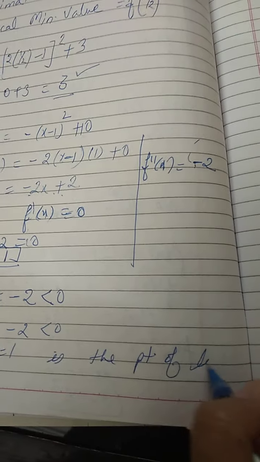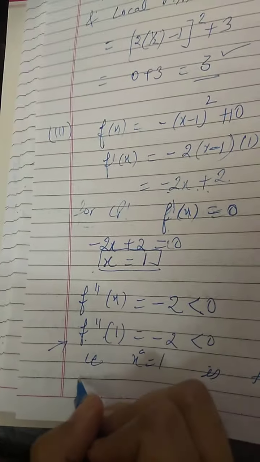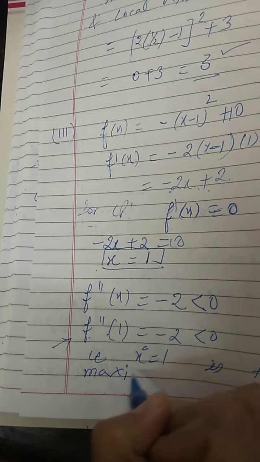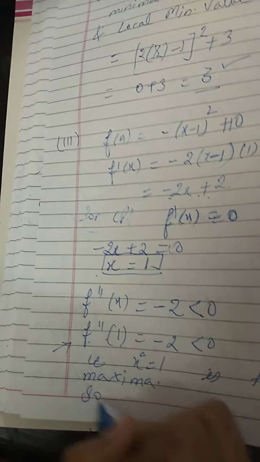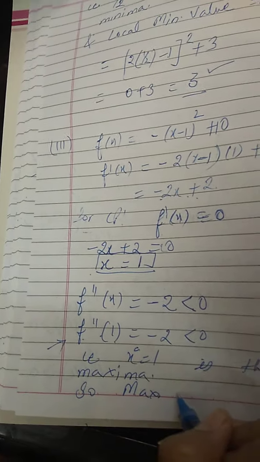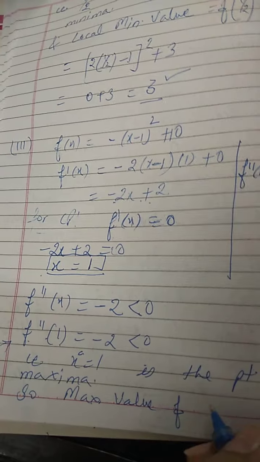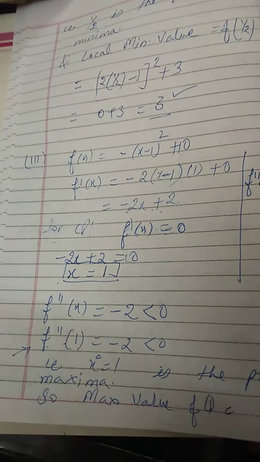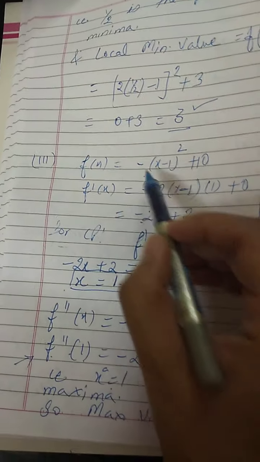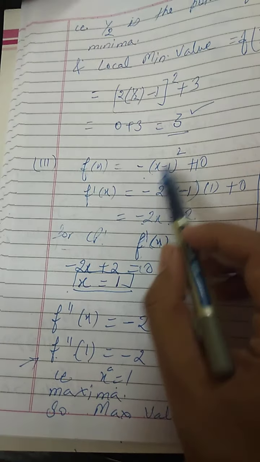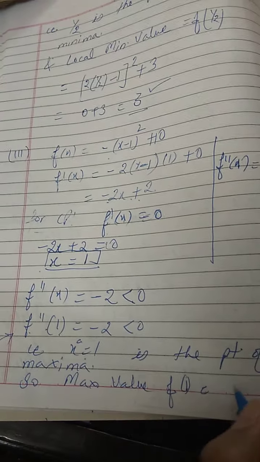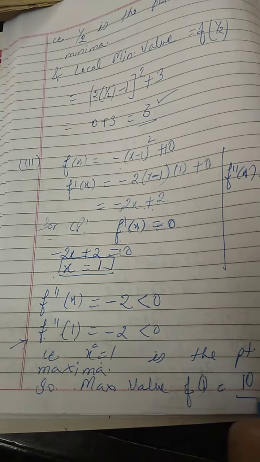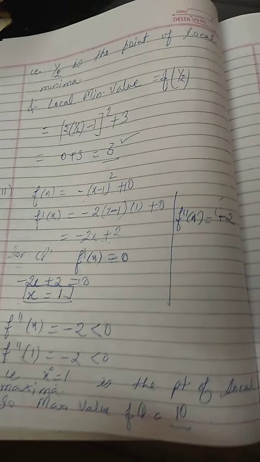of local maxima. So what will be the maximum value? The maximum value will be given by f of 1. That means that 1 we will substitute in the function. So 1 minus 1 square 0. So the maximum value will be 10 here. This is how we will do the sum.